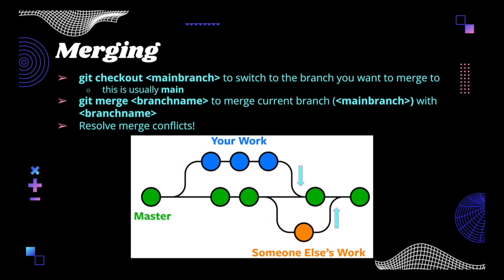Then once you're satisfied with your changes, you can merge to a branch by first switching to the branch you want to merge to with git checkout main. Then you git merge with the branch name that you want to merge, and resolve any merge conflicts if they occur.